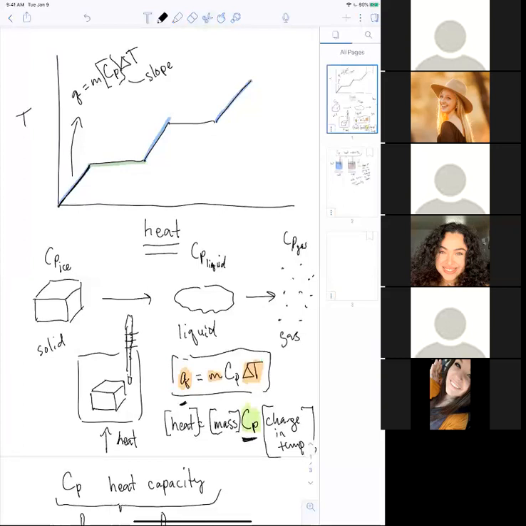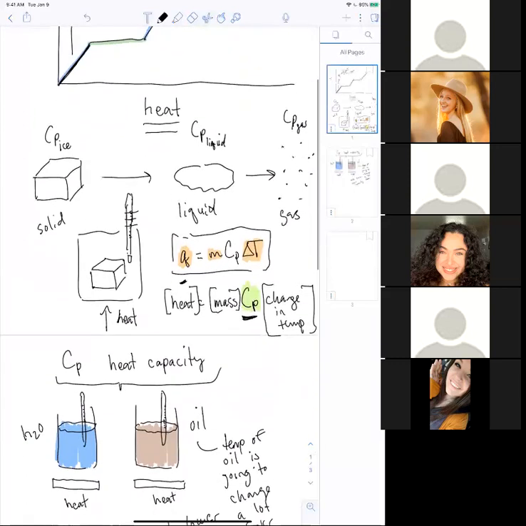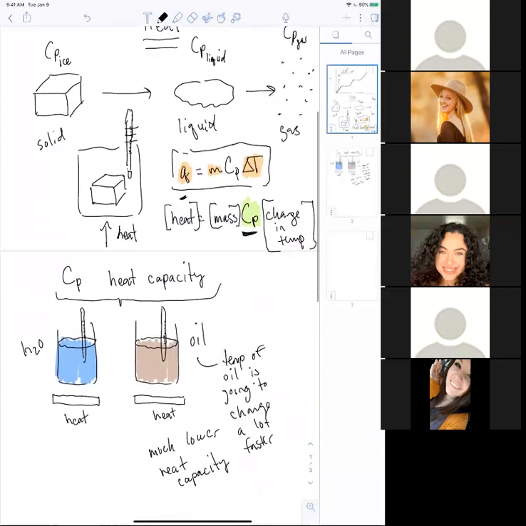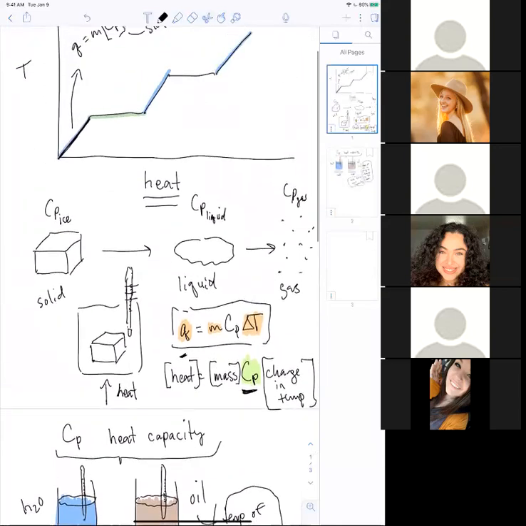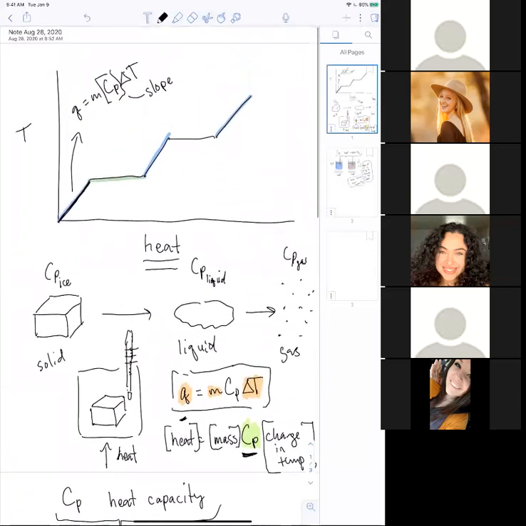And so the higher the heat capacity, the lower the slope. Like the slope is going to change. And this kind of gets back to what we're talking about down here when we look at the oil and water type thing. So with the oil, the temperature is going to change a lot faster because it has a much lower heat capacity. So if we're expecting the temperature to change rapidly as I add heat, then I'm going to expect the slope of the line to change faster.